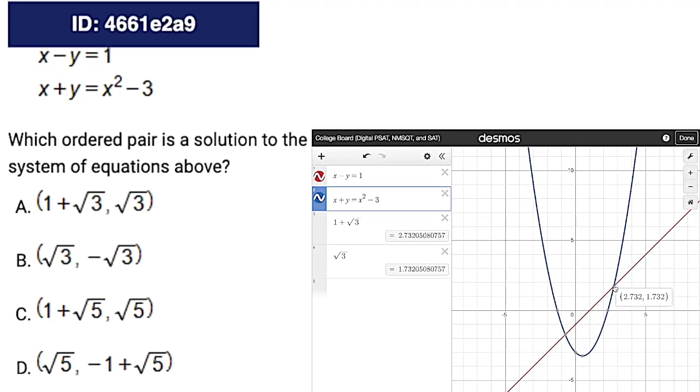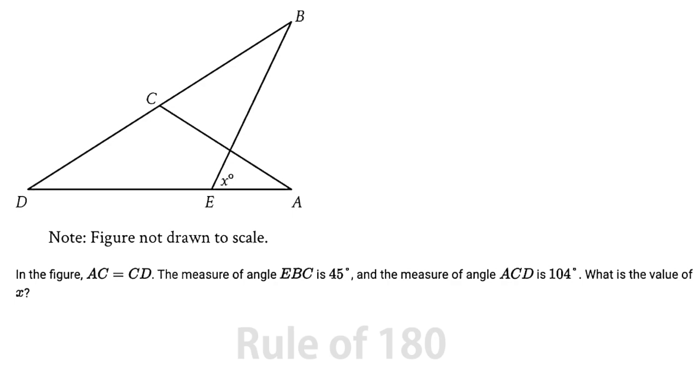And this time we know for sure it is a solution. But if it didn't work, we'd go through and then we would end up getting our answer that way. So a little extra step, but I think a lot faster than some of the other methods available for this one. Next up, I've got the rule of 180.